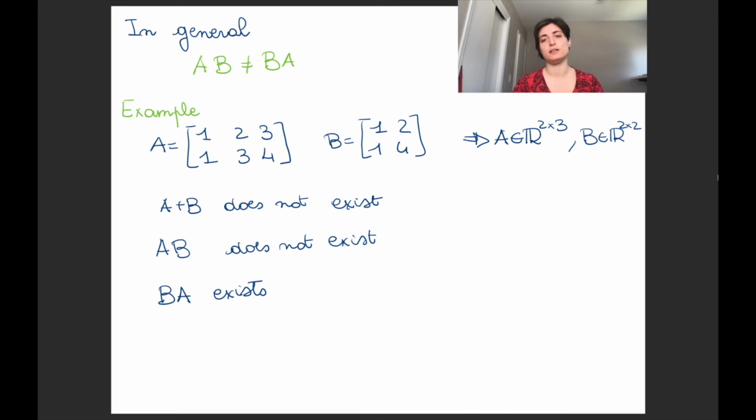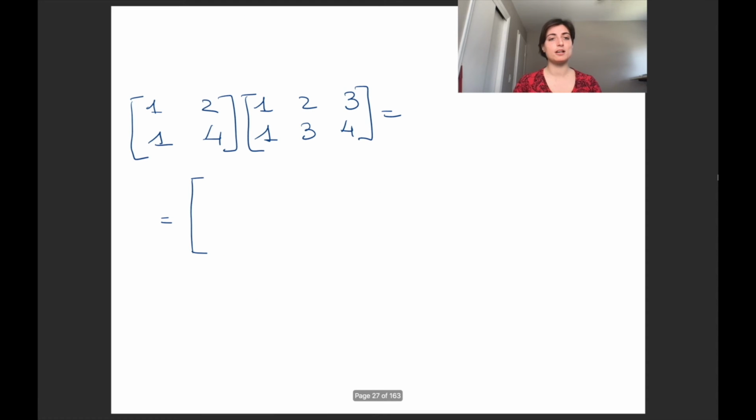A times B does not exist because A has 3 columns and B only has 2 rows. But B times A actually does exist. Let's go and check it out.